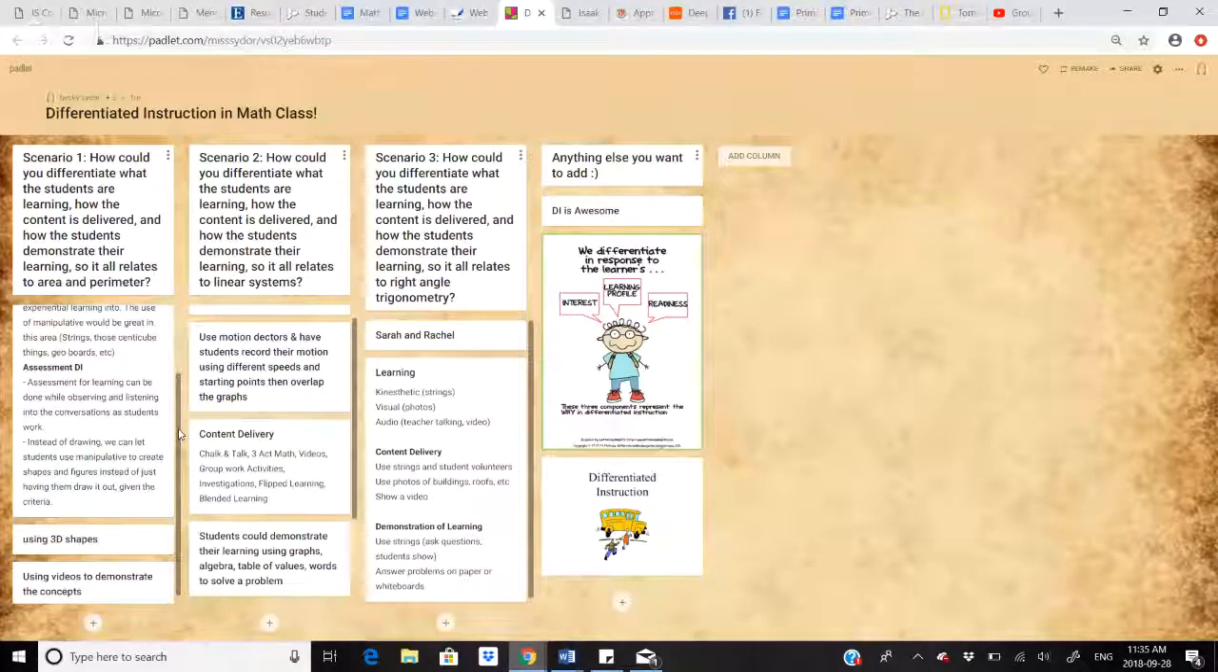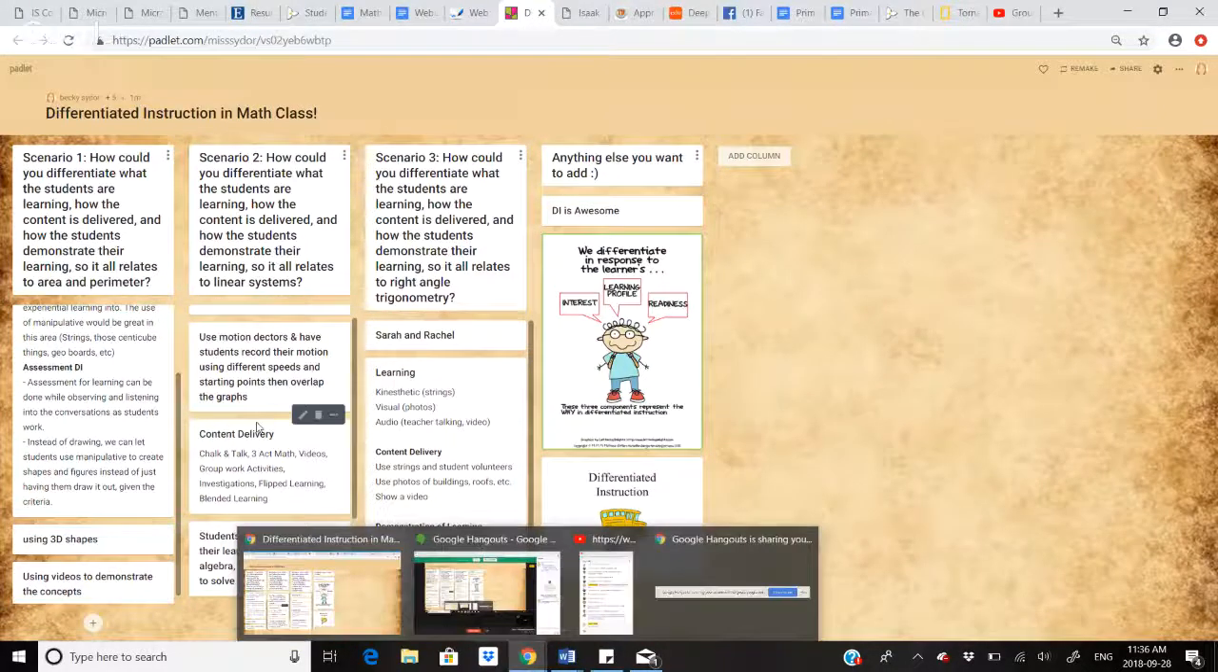Assessments for learning can be done while observing and listening to the conversations as students work. Instead of drawing, we can let students use manipulatives to create shapes and figures instead of just having them draw them out given the criteria. That's an awesome way to do so. It puts a lot less stress on the students. We're not testing them per se. We're just letting them demonstrate their understanding using hands-on techniques. That is great. Awesome.